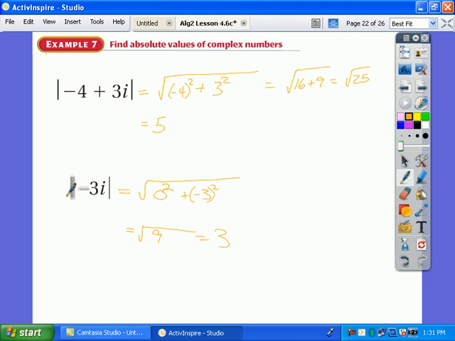Notice that the i really doesn't have any part in the square root. The i doesn't come in here anywhere. Okay, so don't try to bring it in. The i is no piece of this.